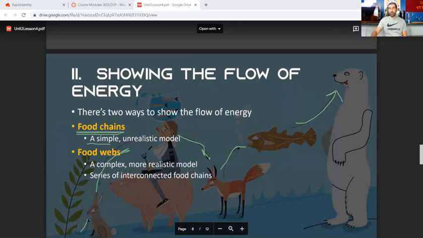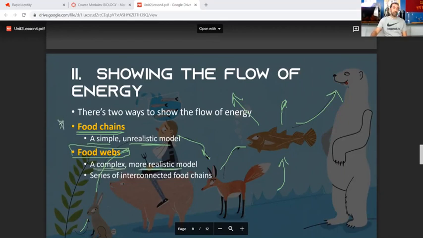So it's very simple. However, it's kind of unrealistic. It's unrealistic to say that the only thing a fox will ever eat is a human, or the only thing a bear will ever eat is a fish. Sometimes other things eat fish. And when you start adding other layers to the food chain, then you start to have something called a food web. It's like a spider web, much more complex. However, it is much more realistic.